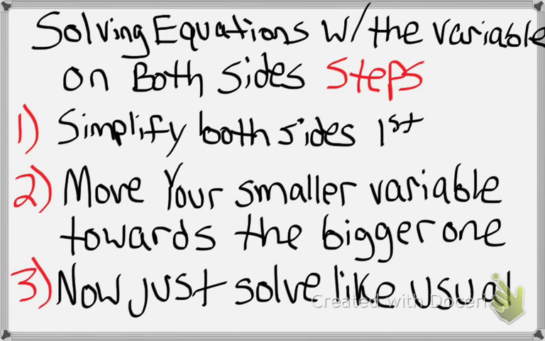Step 2, you're going to move the smaller variable towards the bigger one. Now, technically, this is not required, but the mutant chicken method tells us the first thing we're going to do is combine our variables. By the way, you could do that until you simplified. The first thing we're going to do is combine our variables.